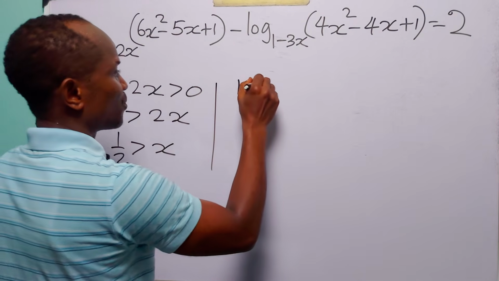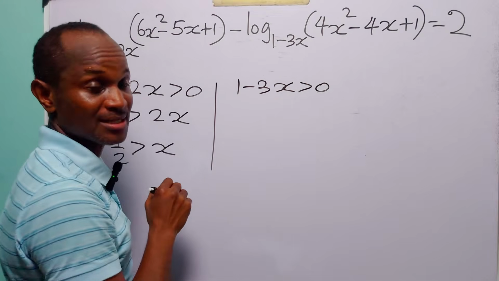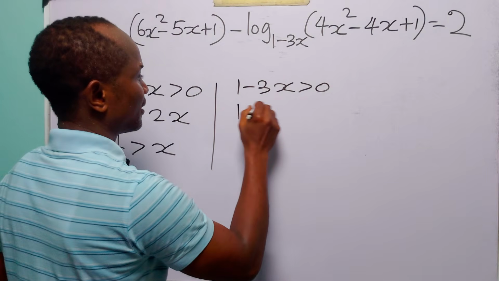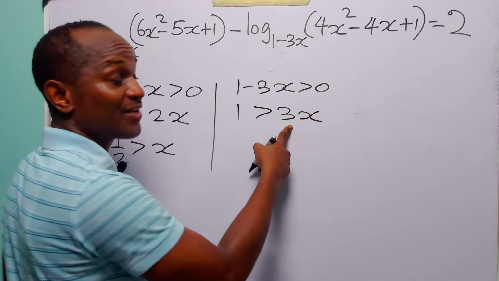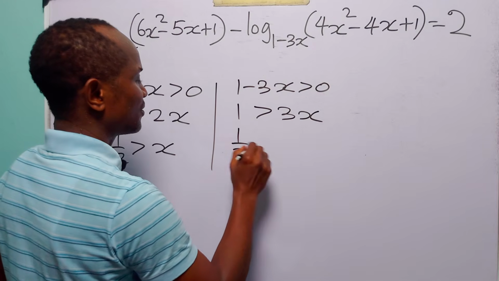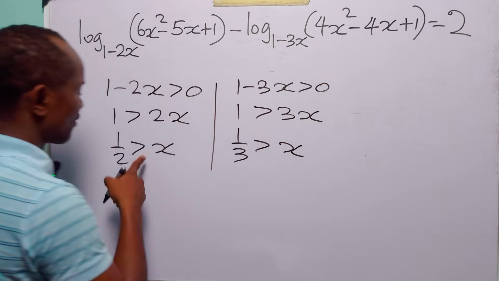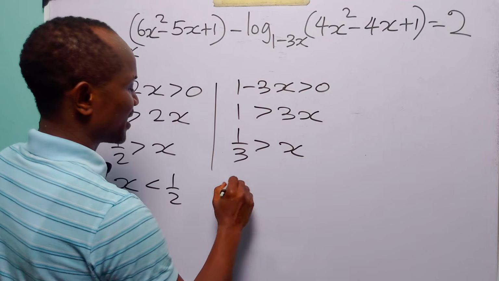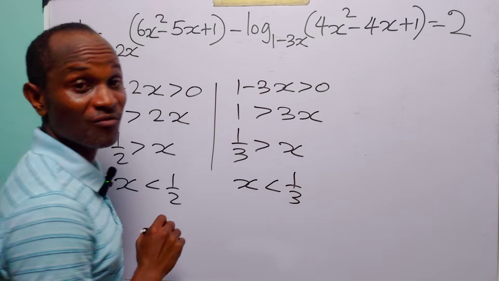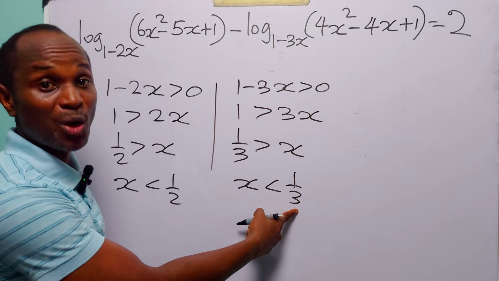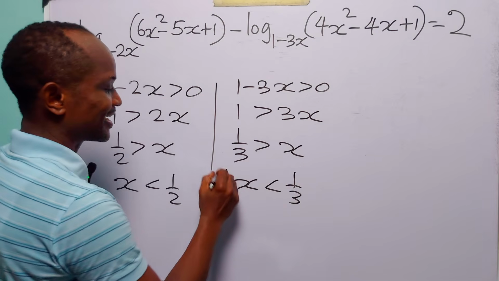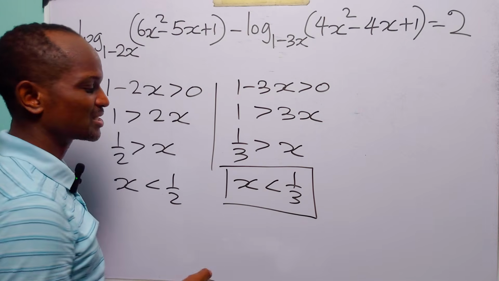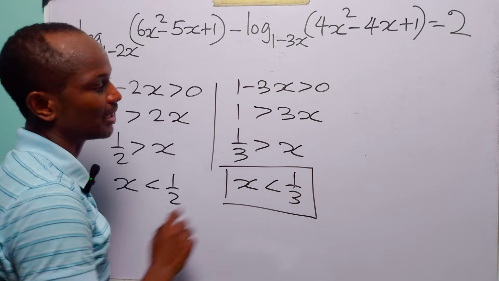Now, in this case, we have that 1 minus 3x must be greater than 0. When we add 3x to both sides of this inequality, we have that 1 must be greater than 3x. And dividing both sides by 3, we have that 1 over 3 must be greater than x. Of course, from here, we have that x must be less than half, while from here, we have that x must be less than 1 over 3. Now, since this is the smaller number out of these two, then in general, we have that any value of x that satisfies this logarithmic equation must be less than 1 over 3.